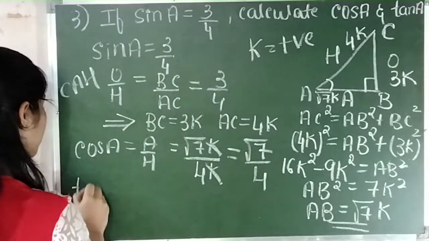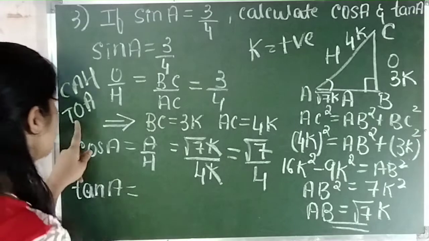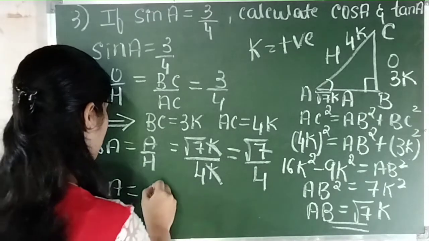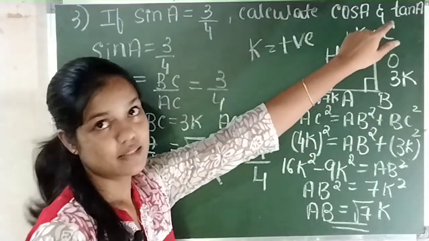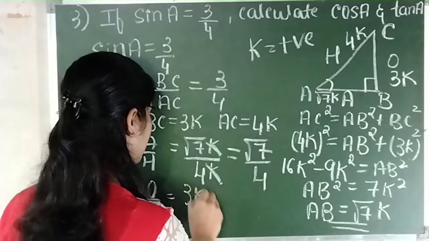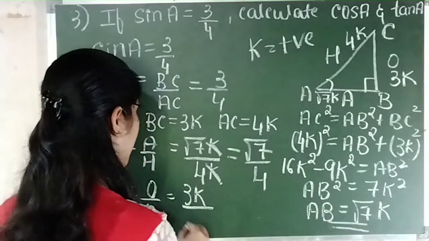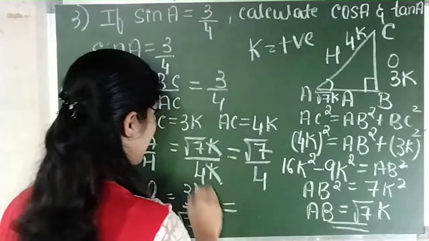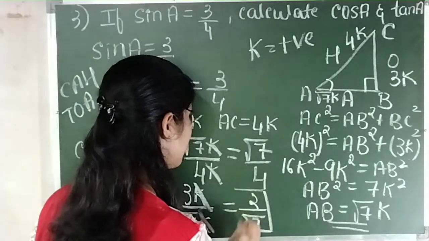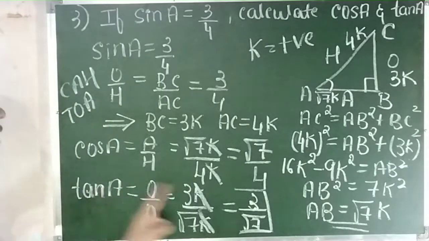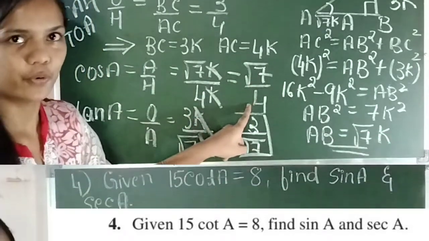Similarly, find the value of tan A. Tan A is nothing but opposite by adjacent. Opposite side is BC, that is equal to 3K, and adjacent side is AB, that is equal to root 7 into K. So K and K cancel, final value is 3 by root 7. So the value of tan A is 3 by root 7 and the value of cos A is root 7 by 4.